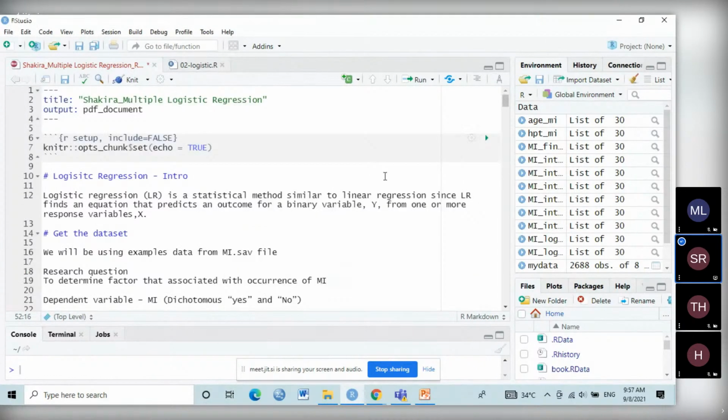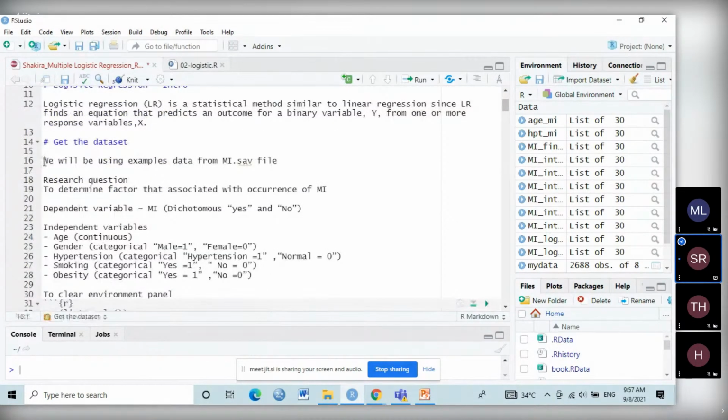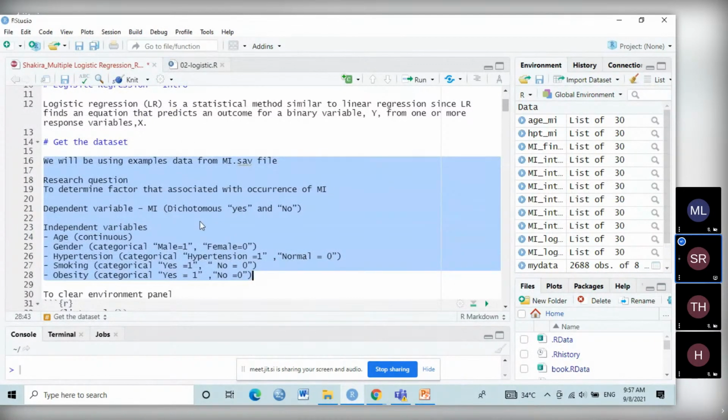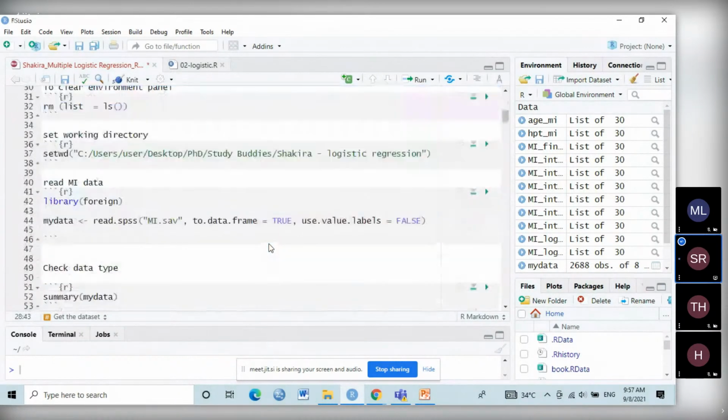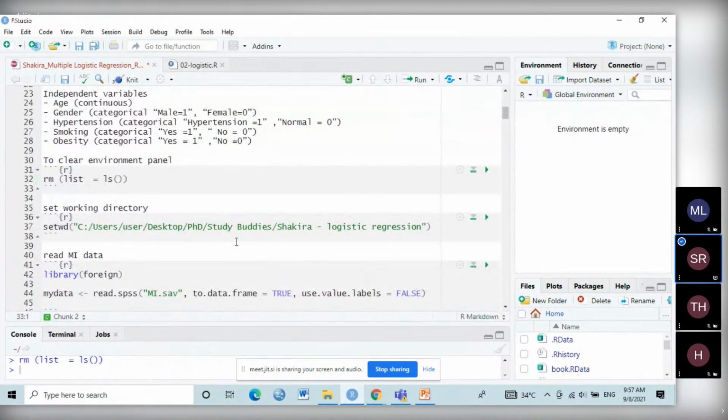Okay. So this is just a brief intro. I already told you the definition of logistic earlier, and this is just a brief look at our data. The outcome is MI, and then we have 1, 2, 3, 4, 5 independent variables. Okay, I just want to clean my environment. I set my working directory.